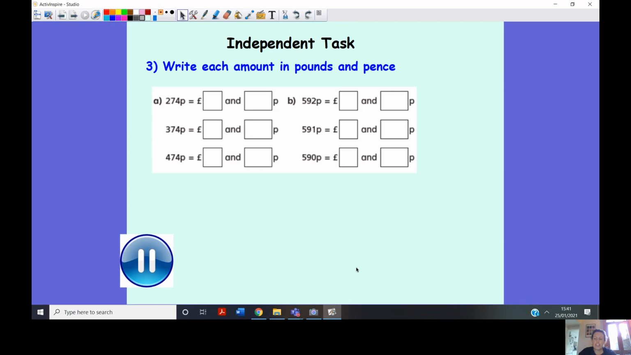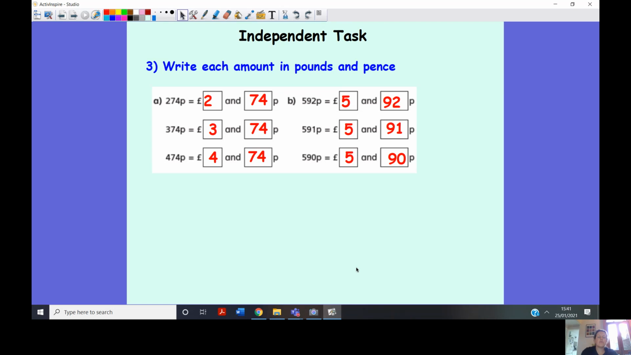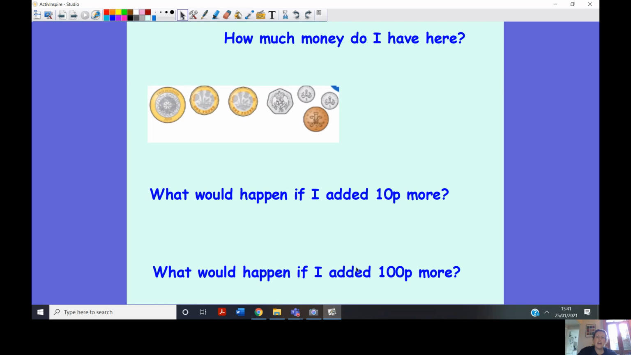Brilliant. Now ready to check our answers. You can see here, making sure that we're looking at the hundreds column to work out how many pounds we have. Fantastic. I'm sure we've all found that fairly straightforward. Now, let's have a look. How much money do I have here?